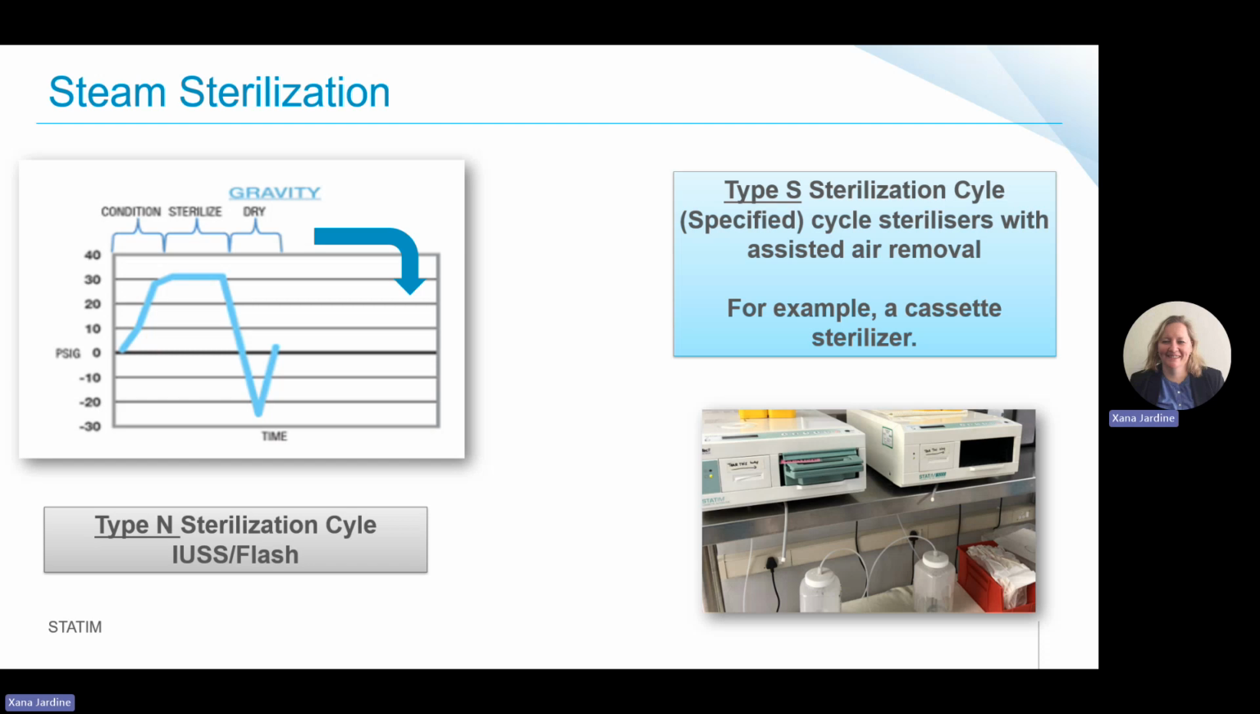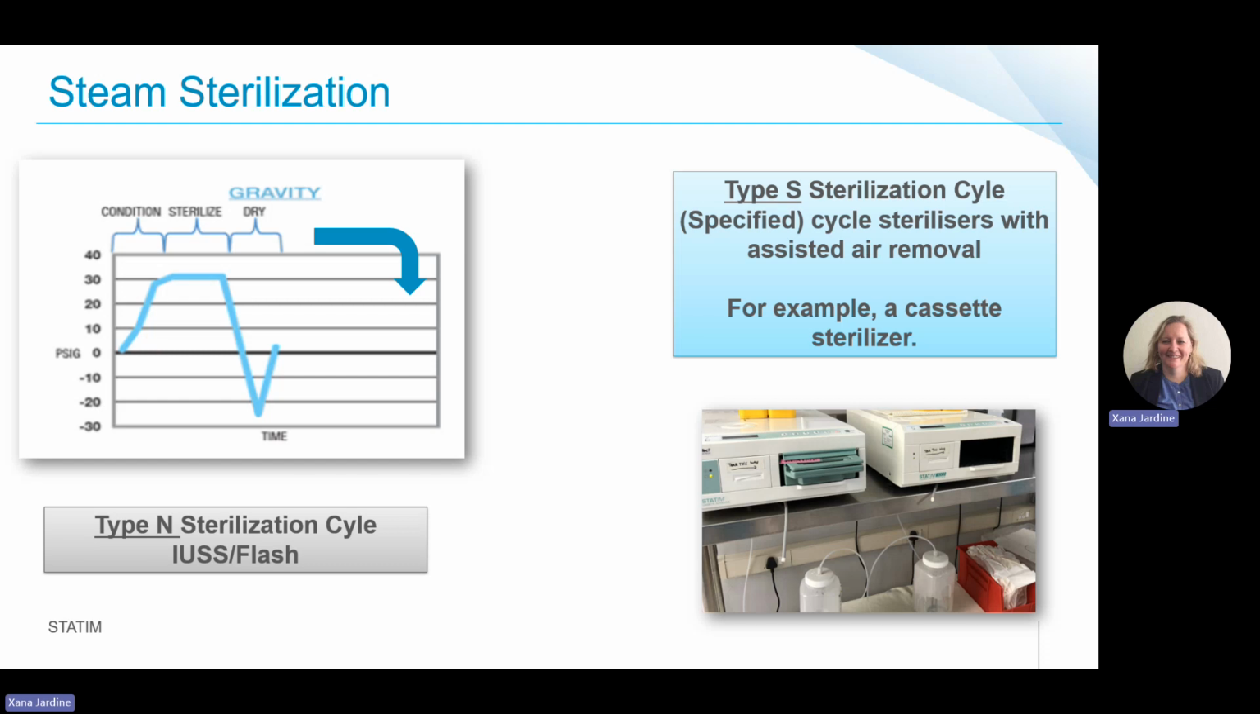Let's compare this flash cycle or type N cycle to the type S cycle. An example of a type S cycle would be one of these cassette sterilizers. So with the type S cycle, it is a quick cycle, yes, a fast cycle, but it's not the same as a gravity displacement or flash cycle, because this particular sterilizer has the ability to remove air, but using a steam injection positive pressure pulse displacement. So it uses a method to get some air out, not exactly the same as a B cycle, and certainly different to an N cycle.